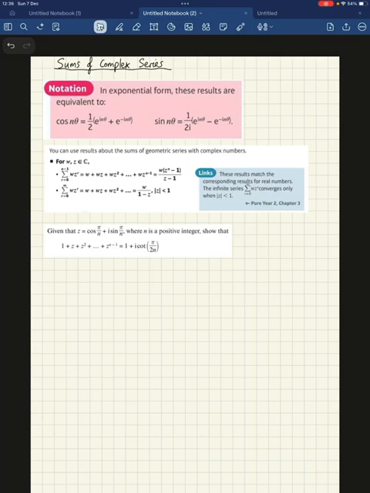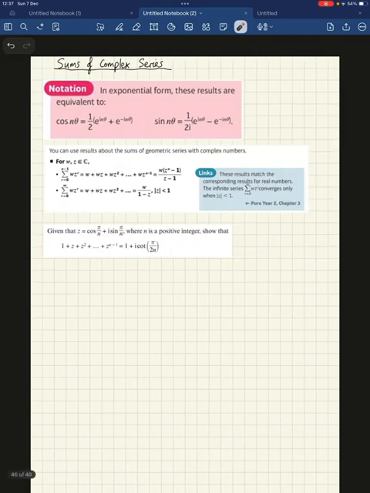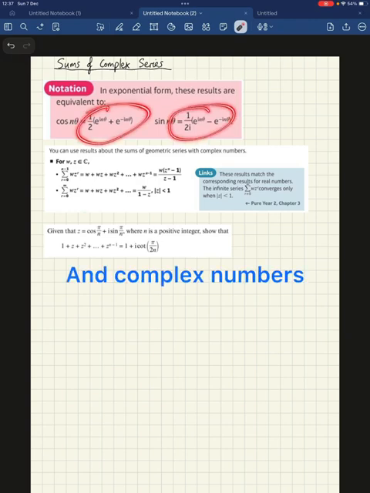Okay, so now this is where the chapter takes a bit of a step up in difficulty. So, we'll start off with this. This was actually, I think, meant to be taught before this bit, but we didn't really have to use it. Cos and sine can be expressed in terms of exponentials.